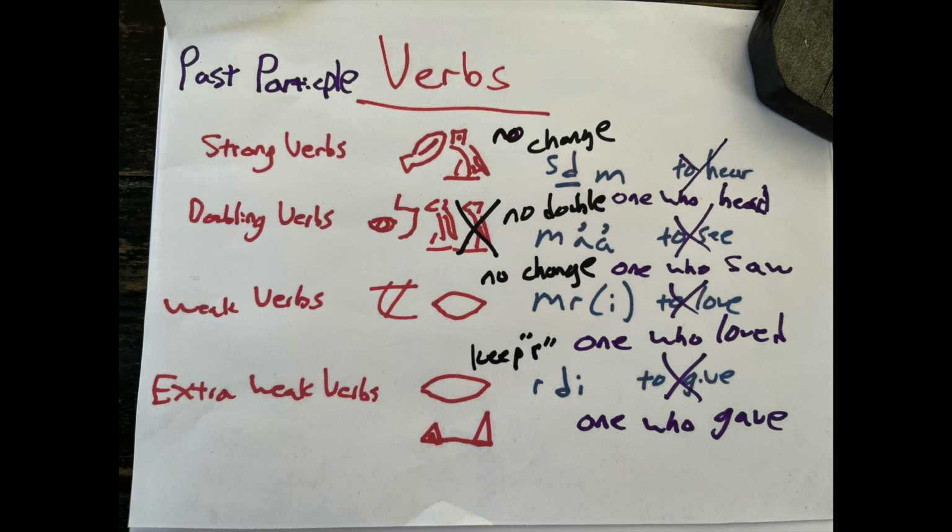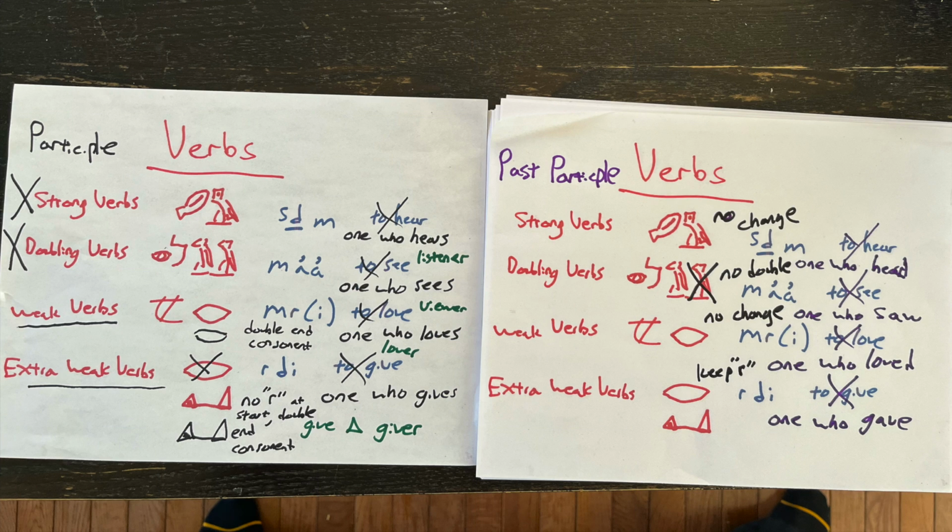So let's do that. Knowing that in the past participle, there's no change to strong verbs, doubling verbs don't double, no change to weak verbs, and no change to extra weak verbs, although they do keep the R. So if you put it right next to the participle, well, right away we notice one thing: strong verbs are exactly the same. But now we see that doubling verbs don't double, weak verbs don't double, do double, don't double. Oh, there you go. There's the pattern.